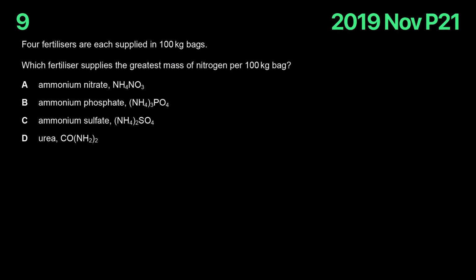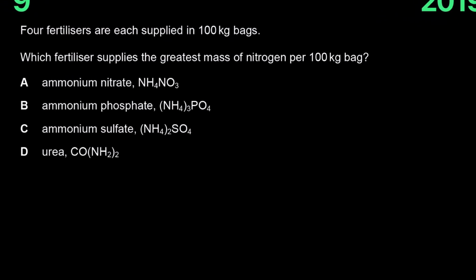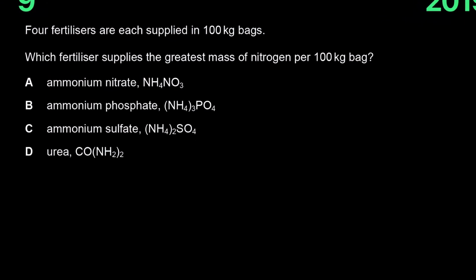Question 9. Four fertilizers are each supplied in 100 kilogram bags. Which fertilizer supplies the greatest mass of nitrogen per kilogram? Okay, how do we do this? I was looking at this question earlier. I didn't solve it. I'm wondering what's the fastest way to solve it. I have no idea, so I'll just solve it. If I take a closer look, maybe I can find a shorter, quicker way.